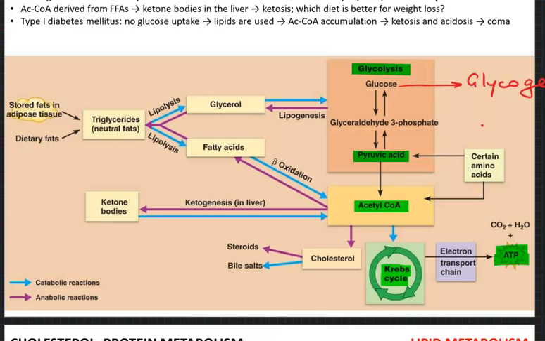In the process of lipogenesis, you use glyceraldehyde 3-phosphate to generate glycerol, and you use acetyl-CoA to generate fatty acids. Fatty acids then react with glycerol, and that combination is triglycerides, which are fats. So far, does that make sense?